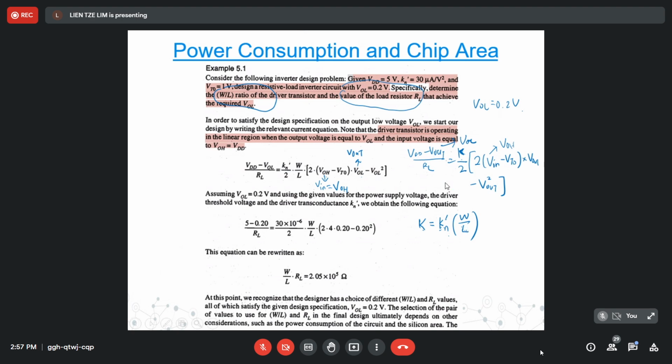So here you see this formula is obtained. It is substituted with all the values, and this is the formula. From this formula we can determine the width over length ratio and the value of the load resistor. How to determine? Later there is a table shown in the next slide.